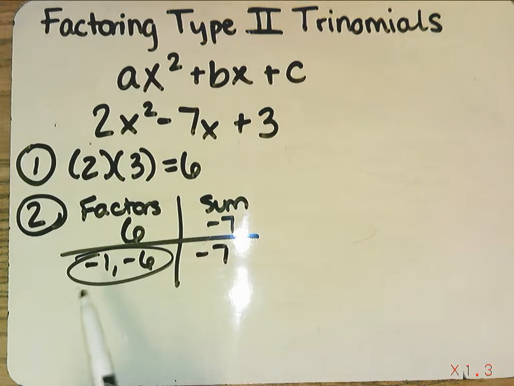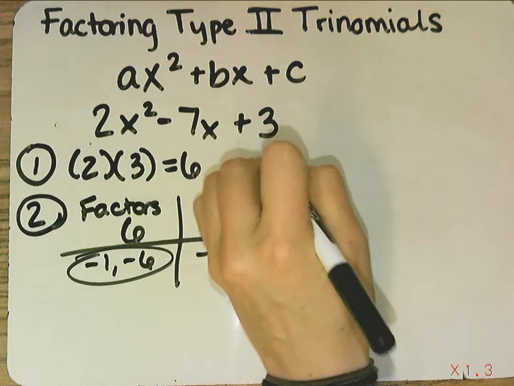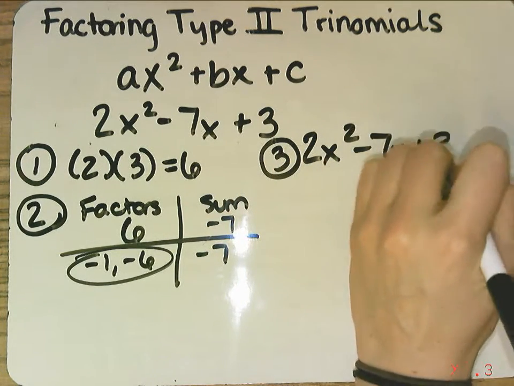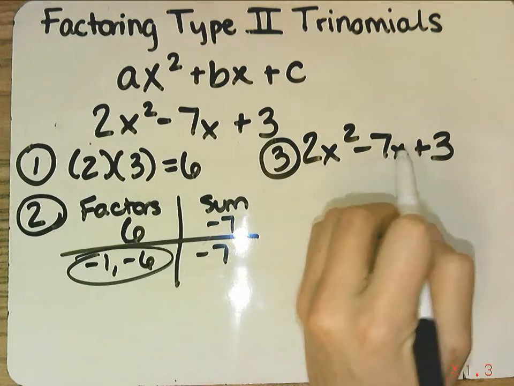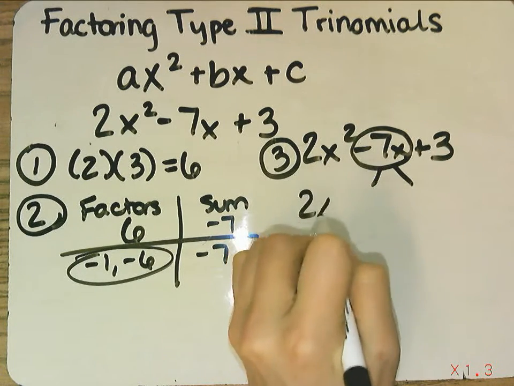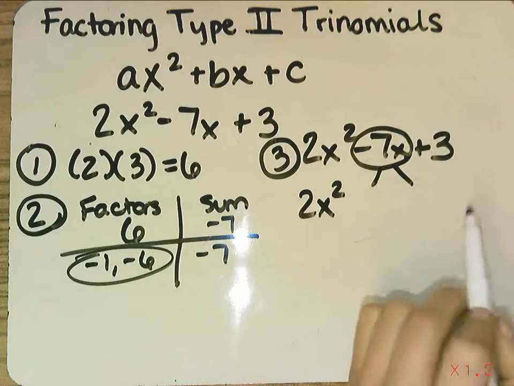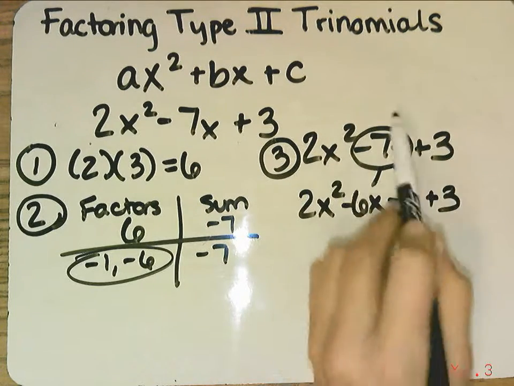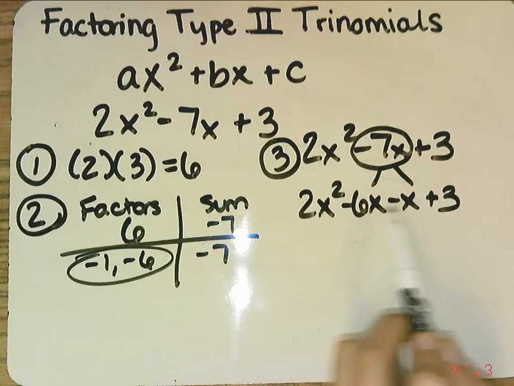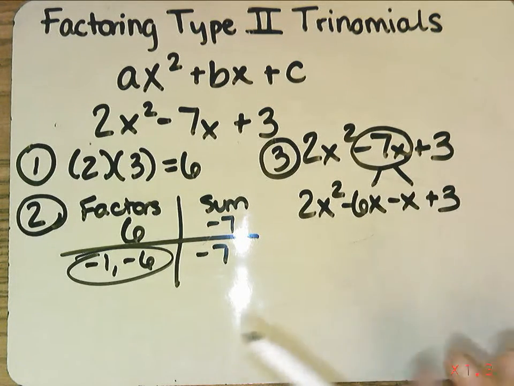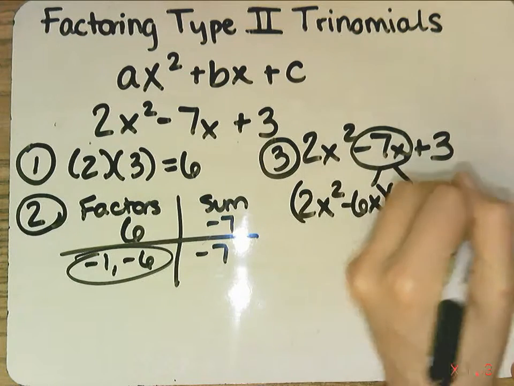So now I take my two factors and I'm going to rewrite my polynomial. I need to take my two factors and split up my middle term. So I'm going to have 2x squared, and I'm going to rewrite -7x as -6x minus 1x. This is still equivalent. If I were to combine these like terms, I'd end up with -7x. All I'm doing is writing it so that it's two separate terms, so that now I can factor by grouping.